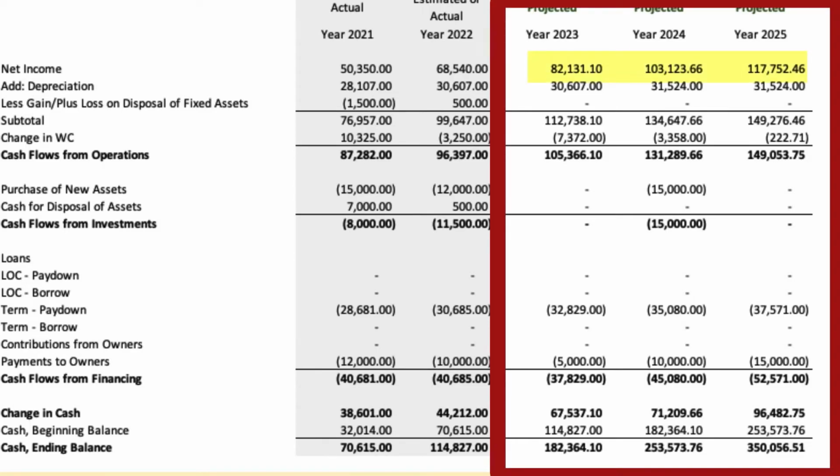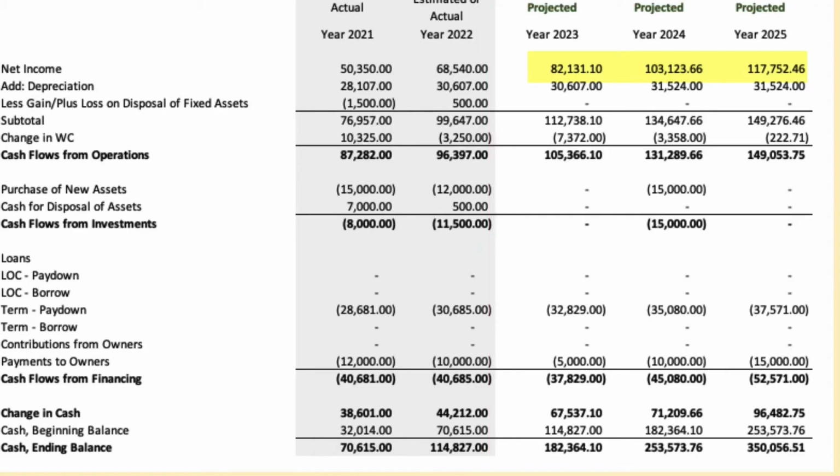You can see that we have our net income in there, and we can see that the cash flow from operations is looking pretty healthy. For 21 and 22, the cash flow from operations was at 87,000 and then 96,000. And we're projecting that it's going to grow to 105 for the next year, then 131, and then 149. Great. And you can see the cash flow from investments that in 2024, cash is going down by $15,000 because of the equipment that we purchased or we are planning to purchase in that year.